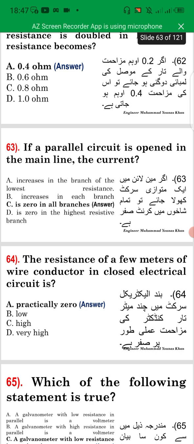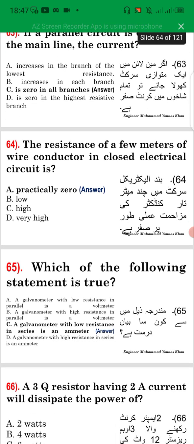The resistance of a few meters of wire conductor in a closed electrical circuit is practically 0. Low, high, very high. Practically 0.